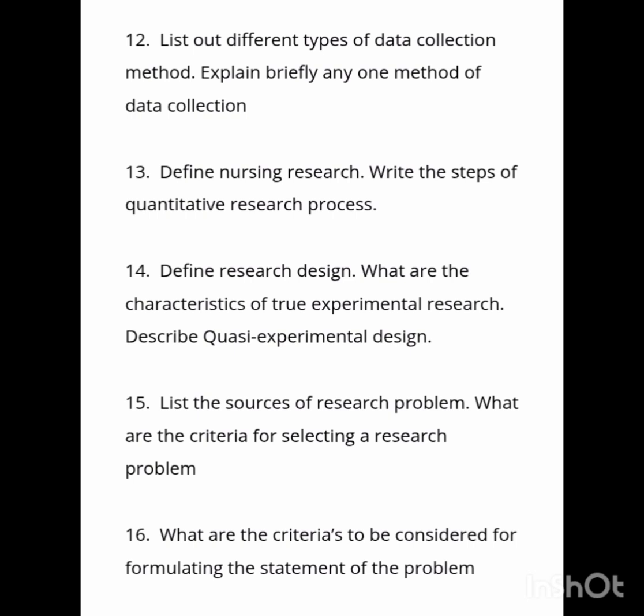Okay. And next, 15th question, list the sources of research problem and what are the criteria for selecting a good research problem. So this is also a repeated question. You have to explain about the sources of research problem and criteria for a good research problem. Next, 16th one. What are the criteria to be considered for formulating the statement of the problem? So this is also the criteria of a good research problem. The question is asked differently.